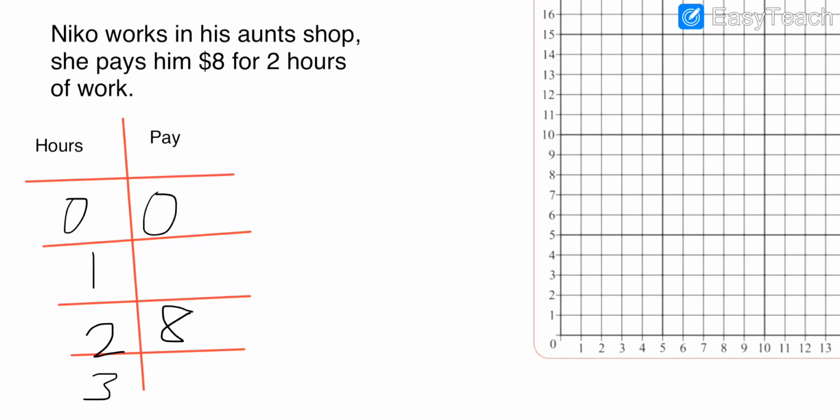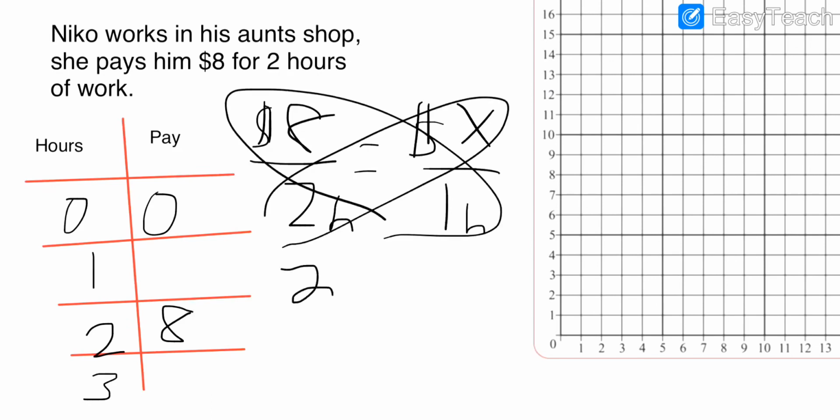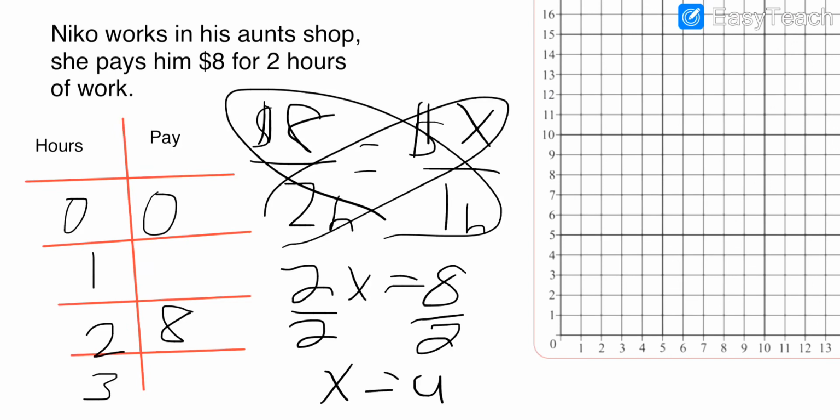So if I wanted to identify my constant of proportionality, remember that I have my proportion set up. So I've got $8 for 2 hours, and I want to know how much money that would be for 1 hour. Put the H's there. Remember, you can always cross multiply and then divide. So I get 2x equals 8. Divide both sides by 2 so that x would equal 4. So this tells me that every 1 hour equals $4.